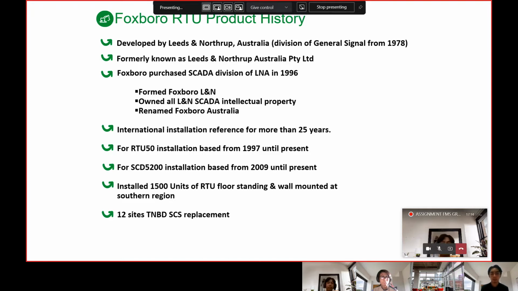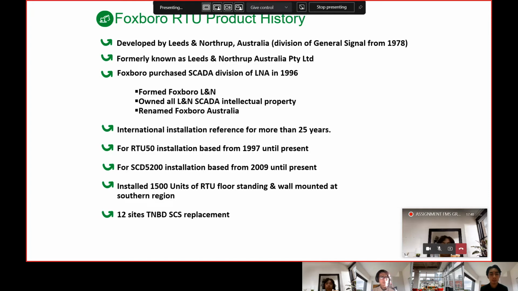The next is international installation reference for more than 25 years. They have installed the RTU products for more than 25 years. The first product is the RTU 50, with installation from 1997 until present. And for the SCADA, the SCD 5200 products, installation is from 2009 until present.